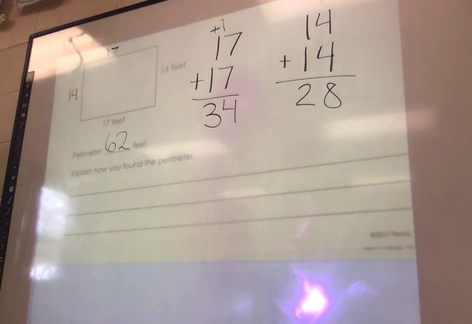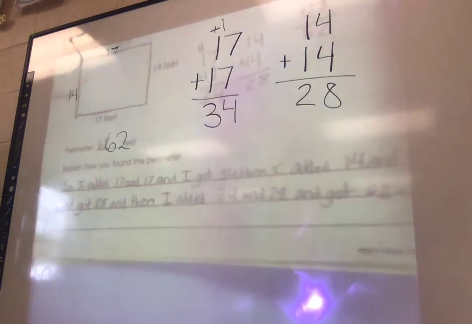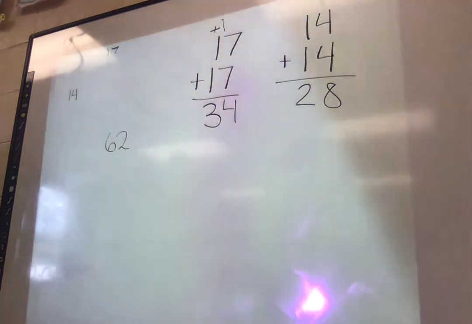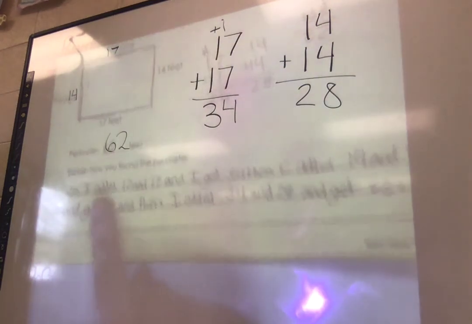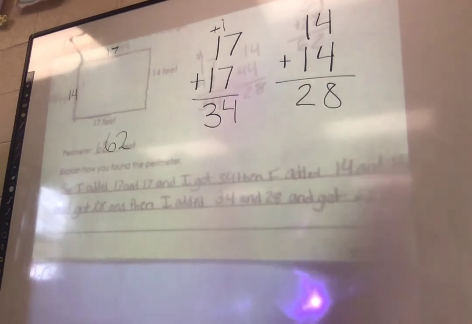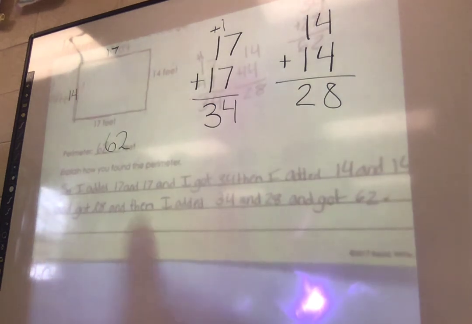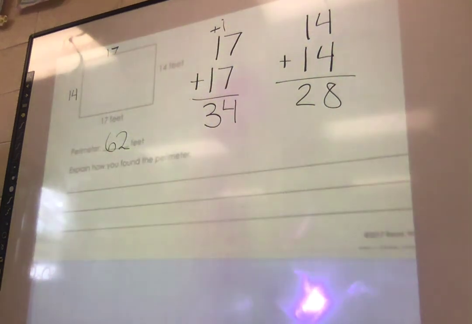I was just finishing this. All right. I went around and grabbed a couple kids that I thought looked really nice. This one is Miss Zoe's. She explained it really well. She said, I added 17 and 17 and I got 34. Then I added 14 and 14 and I got 28. Then I added 34 and 28 and got 62. Very good, Zoe. Thank you.